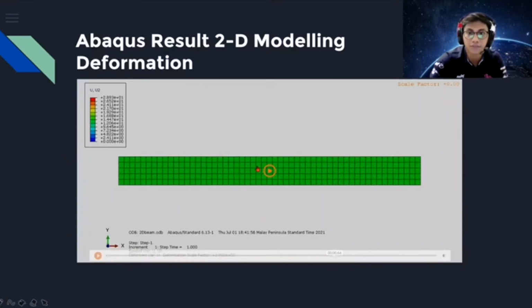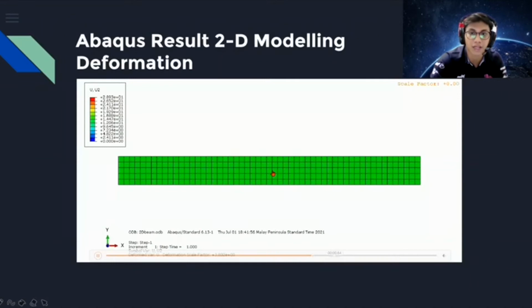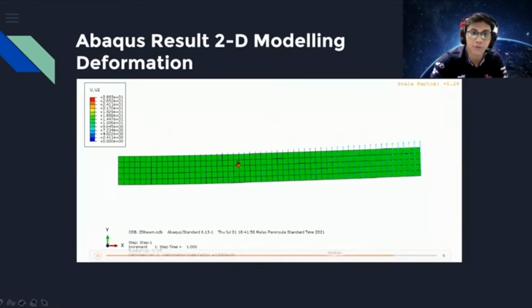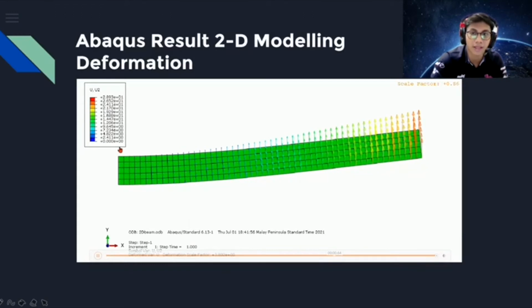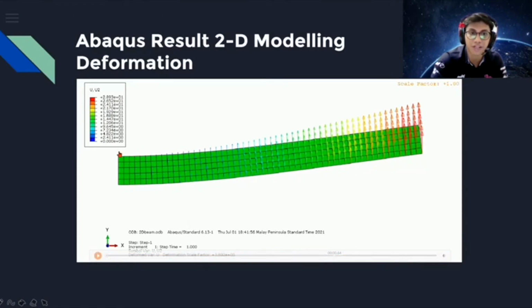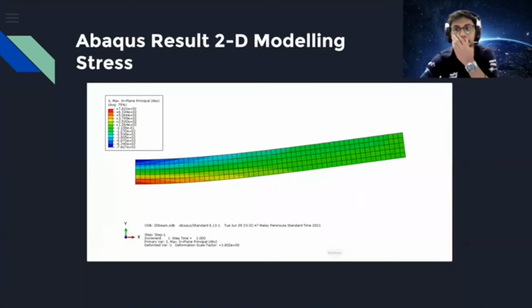As for 2D modeling, in the displacement animation we provide here, we can see it is the same as the 1D beam, where at the fixed support, the displacement value is 0, and at the end of the beam, we have the maximum displacement with the value of 2.893 times 10 to the power of 1. Next is the maximum stress for 2D modeling.